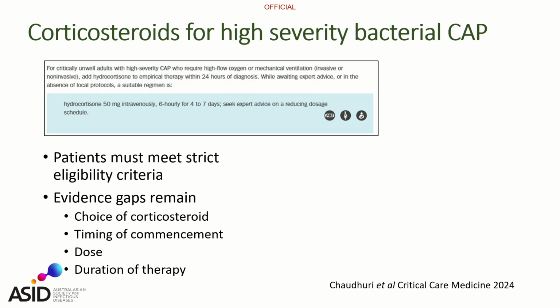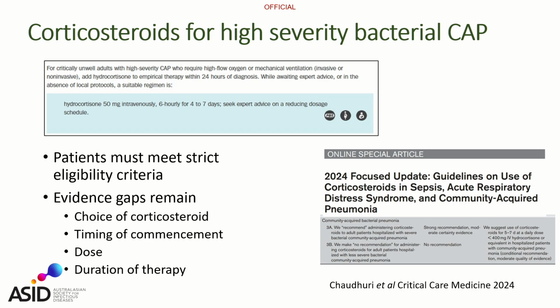So there is now a formal recommendation in the therapeutic guidelines for critically unwell patients with high severity community-acquired pneumonia who require high flow oxygen or mechanical ventilation to receive hydrocortisone, pragmatically dosed at 50 milligrams QID within 24 hours of diagnosis. There are strict eligibility criteria, and as I pointed out before, there are evidence gaps. But what we are seeing is that this is now coming in as a strong recommendation in international guidelines.